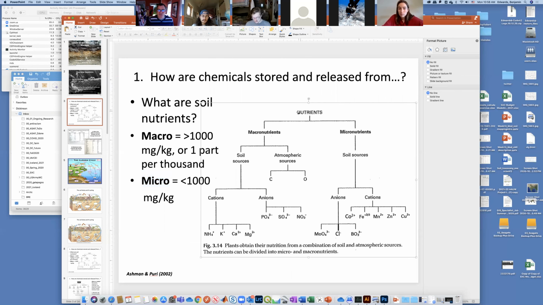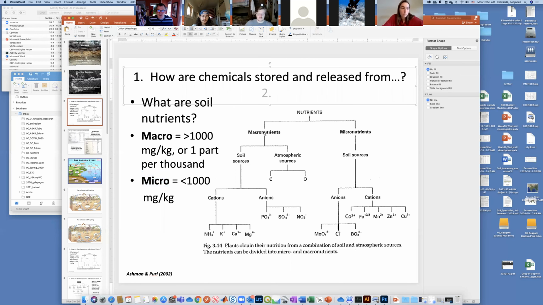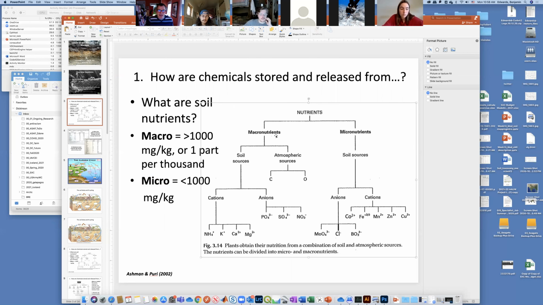So when we look at the nutrient tree, we have macronutrients and micronutrients, and with macronutrients, there are multiple sources of macronutrients, and we'll get to this as a little bit of a review in a minute.